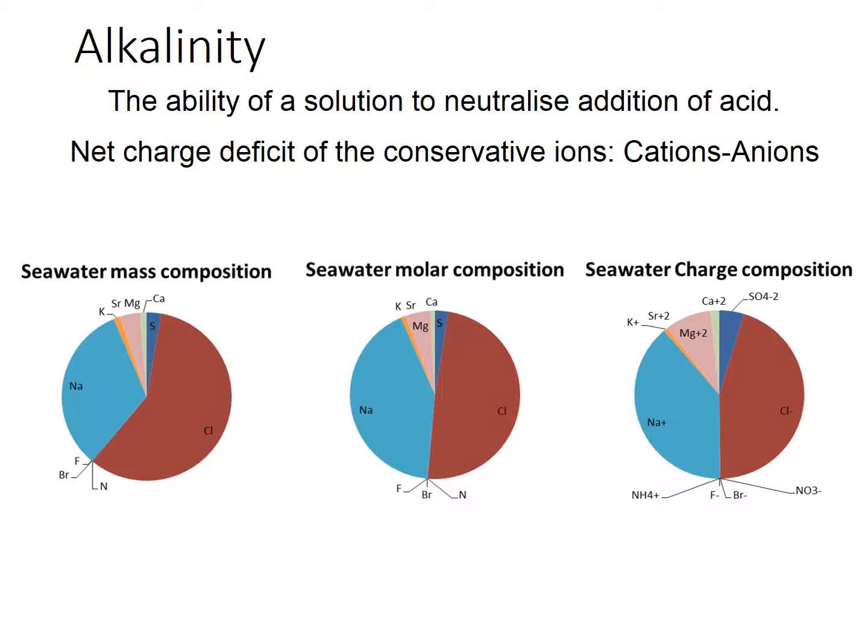Okay, now that's in terms of mass. If you work out how many moles of these things, you get a pie chart that looks a little bit like that. But if you then normalise that to the charge on each of those ions, you get a pie chart that looks like this, where we've got the negative ones on this side and the positive ions on this side. Okay? And it looks like they balance out, which is what you expect, because when you put your hand in the ocean, you don't get an electric shock. Okay? The ocean is electrically neutral.